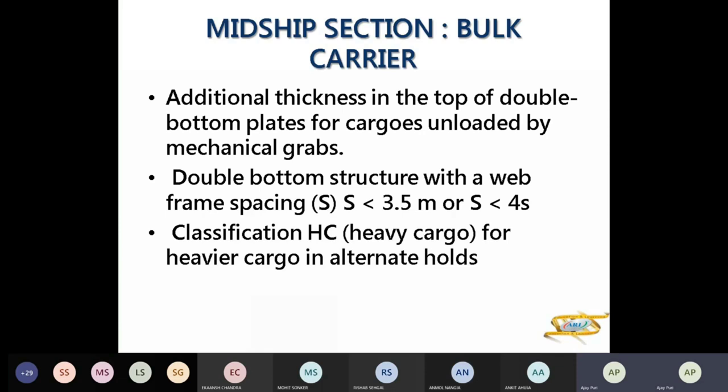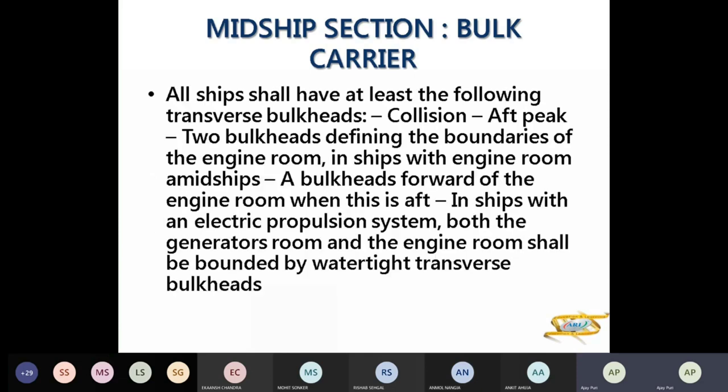DB structure with web spacing will be between 3.5 to 4 meters. And in the classification of heavy cargoes, heavier cargo will be in alternate holds, not in all holds. So the ships will have at least two transverse bulkheads, which are the collision bulkhead forward and the aft peak. So the two bulkheads define the boundaries of the engine room, and in ships with engine room aft, there will be a bulkhead forward of the engine room. In a ship with electrical propulsion system, both the generator rooms and engine rooms shall be bounded by a watertight bulkhead.